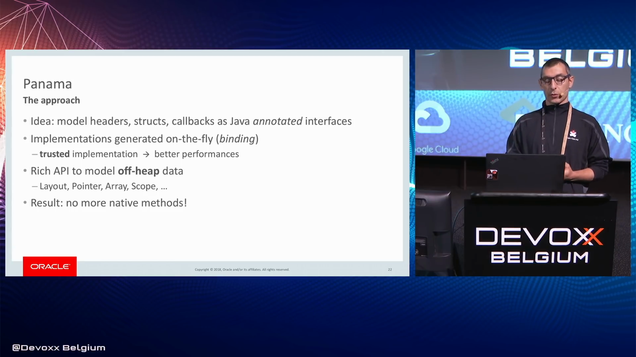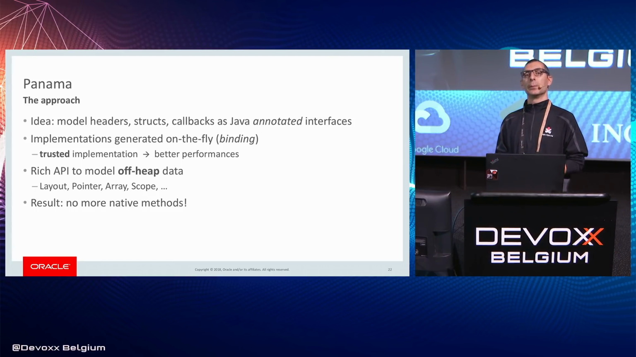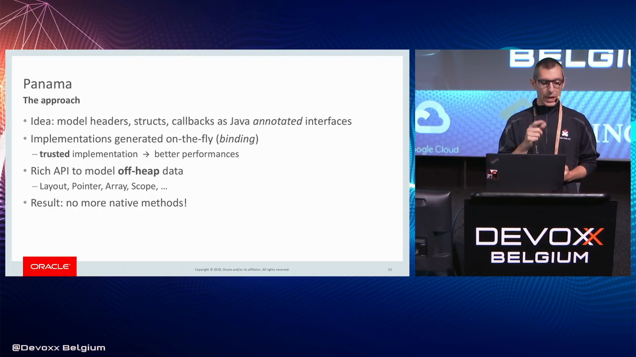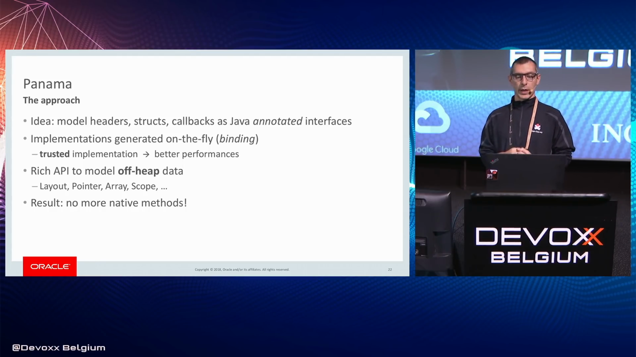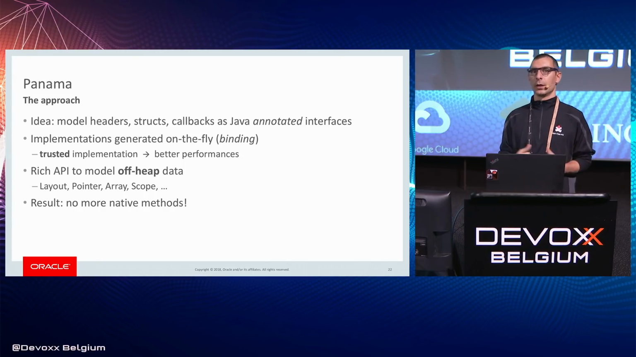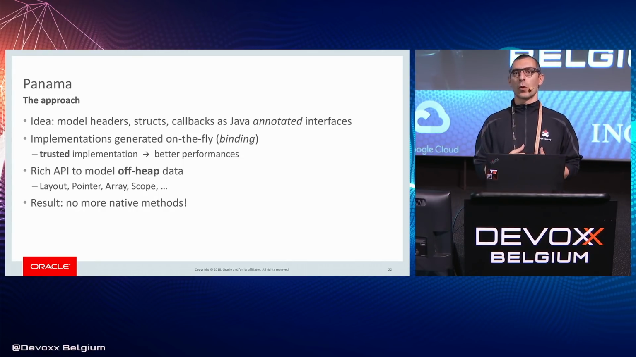Panama also provides a rich API to model off-heap data. So keep an eye out for abstractions such as layout, pointer, array, and scopes. And the result, hopefully, should be that we need no more native methods.